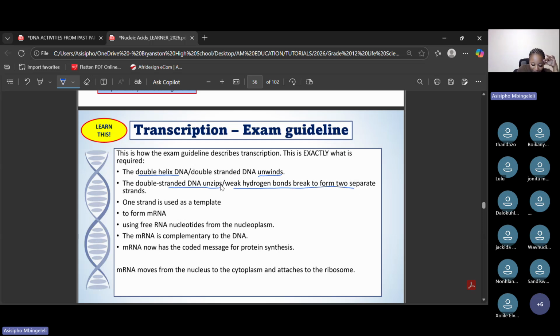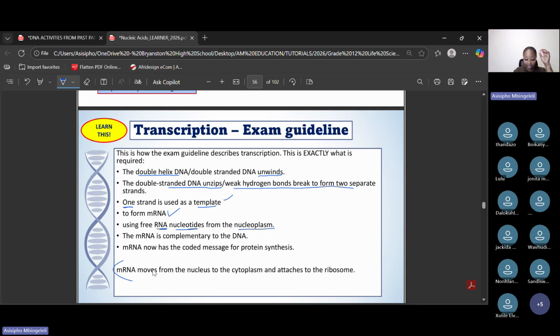Then one strand, the word one needs to be there, to act as a template. This one is correct, to form messenger RNA using free RNA nucleotides from the nucleoplasm. Then mRNA is complementary to the DNA. Anything about the RNA moving out of the nucleus, you won't get a mark for it. We don't allocate marks for this one.